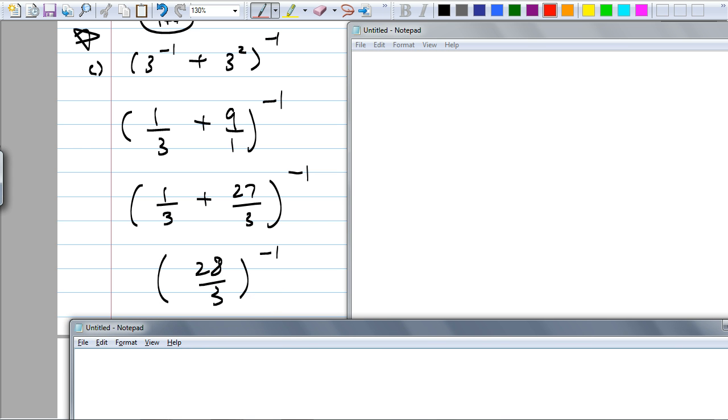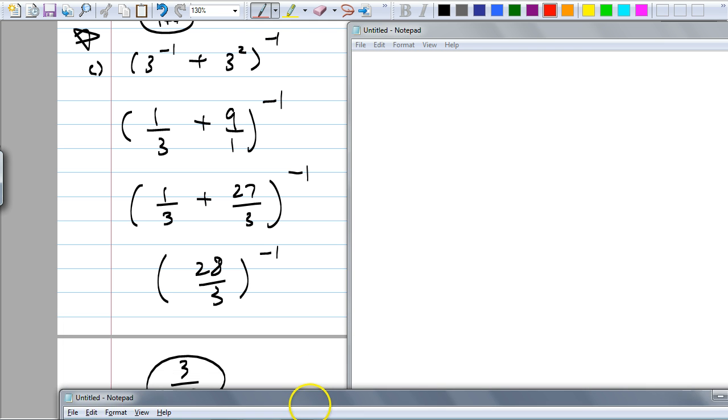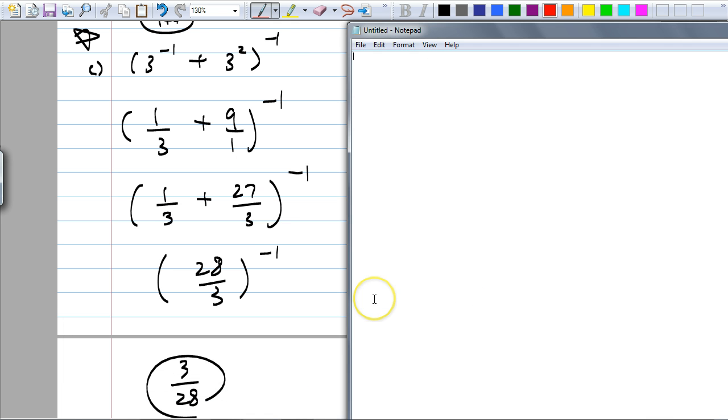Am I done? No. You may not leave negative exponents. Who can tell me the answer? How about Dakota? 3 over 28 is correct. Remember that negative 1 just gives you the reciprocal of it, right? Because it really becomes 1 over 28 over 3, doesn't it? So it just sort of flips it.